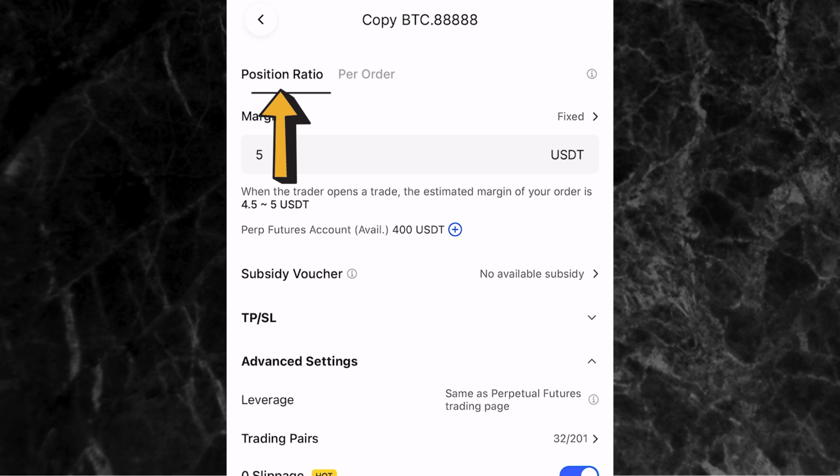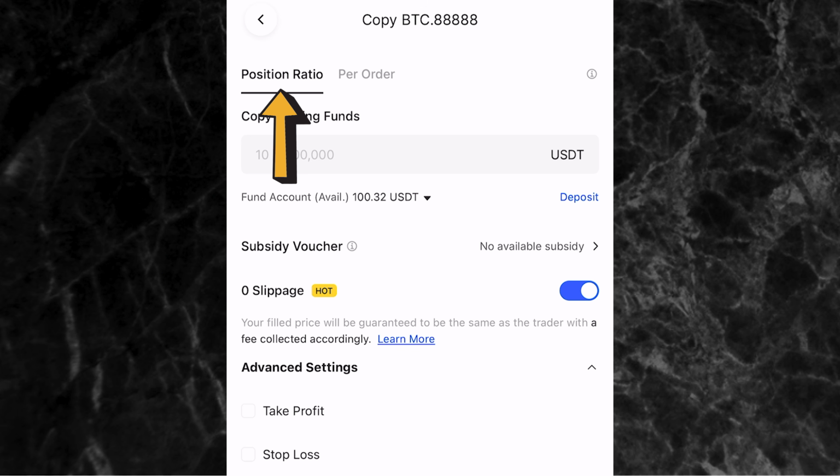Now, if you are picking position ratio, this means that the amount you'll be using to copy the trader will depend on the amount the trader is using to take his trade. Let me explain. Let's say, for example, the trader you are copying has $1,000 in his wallet, and the person is taking a trade with, let's say, $100. Now, $100 is 10% of everything in his wallet. So that means he's entering the trade with 10% of what he has in his wallet. I hope you understand. Now, how does that affect you?